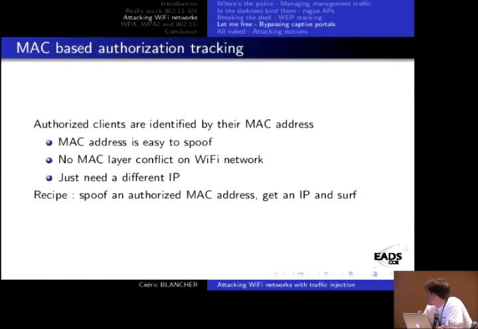So bypassing the authorization is quite simple. You find someone who is authorized, and then you use his MAC address. To avoid any conflict, you use a different IP. When you receive traffic with the other guy's IP, your IP stack just drops the packet silently, and his does the same. So you both can surf with no problem. It works very well. I tried it at the airport before coming here, and it's a very usual authorization tracking system.